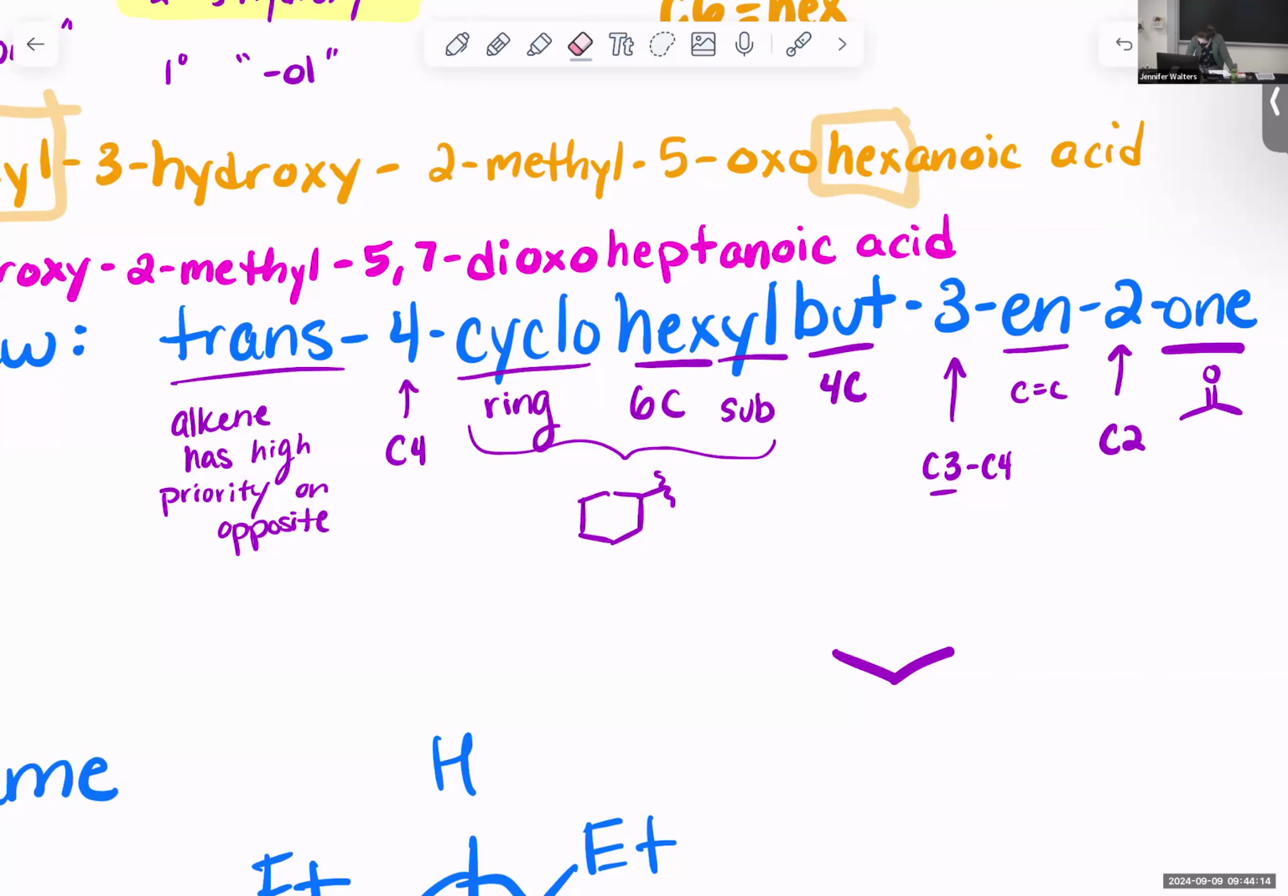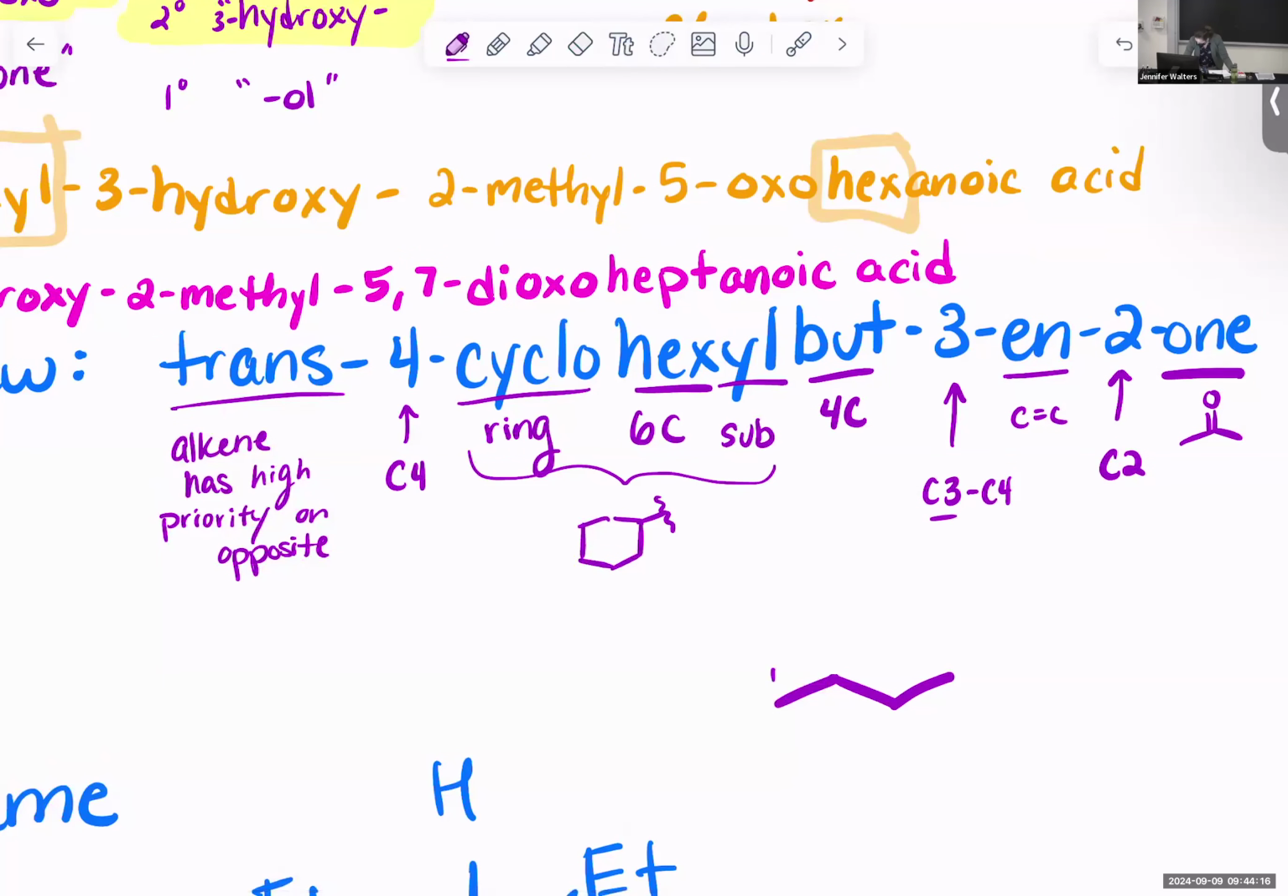So I'm going to do left to right, and I'm going to just number it so that I know where I need to put everything. So that now takes care of the but part. My alkene is between carbons 3 and 4. So that means I need to put my double bond there, between 3 and 4. That takes care of my alkene. My ketone is on carbon 2. So I get a double bond oxygen on carbon 2.